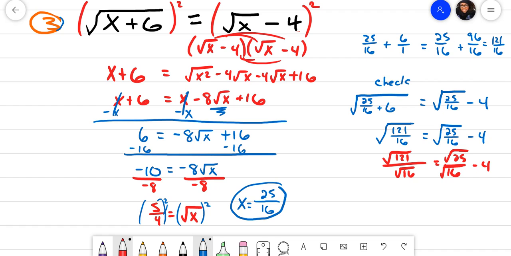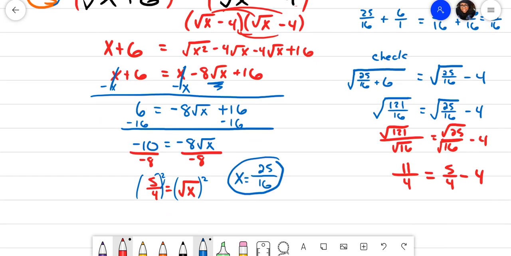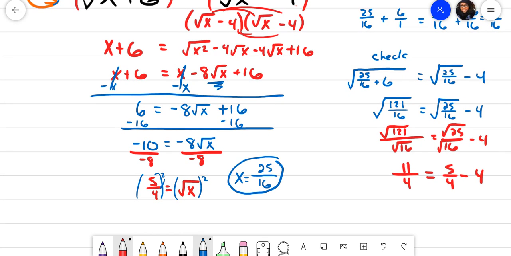The benefit of that is that all of these numbers are perfect squares. So now that I have this set up in this way, this ends up being 11 over 4 equals 5 over 4 minus 4. So at this point, it's clear to me that this is going to be a no solution. Well, these aren't going to work. Because we have 5 fourths minus 4, I know this is going to be a negative.